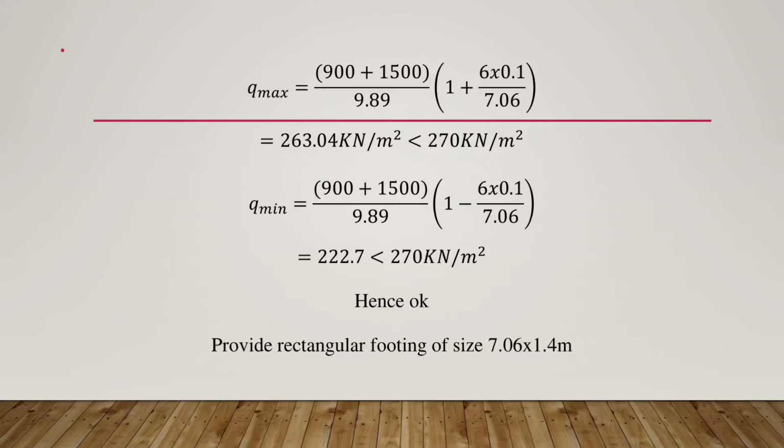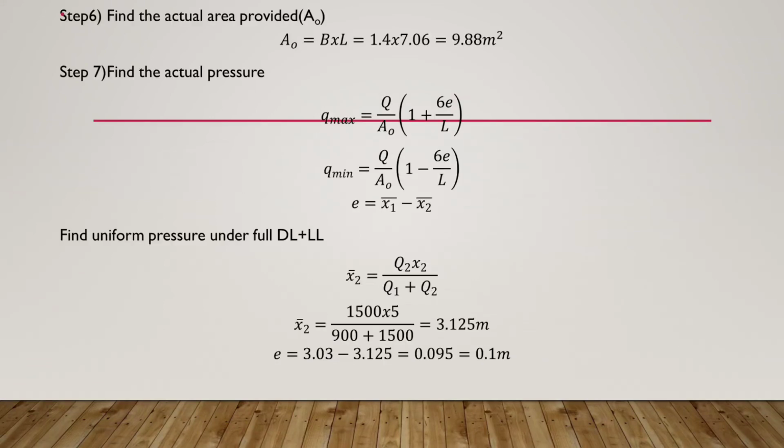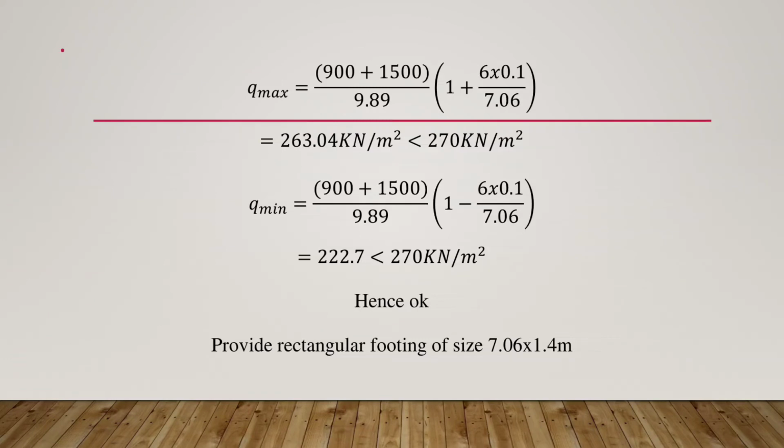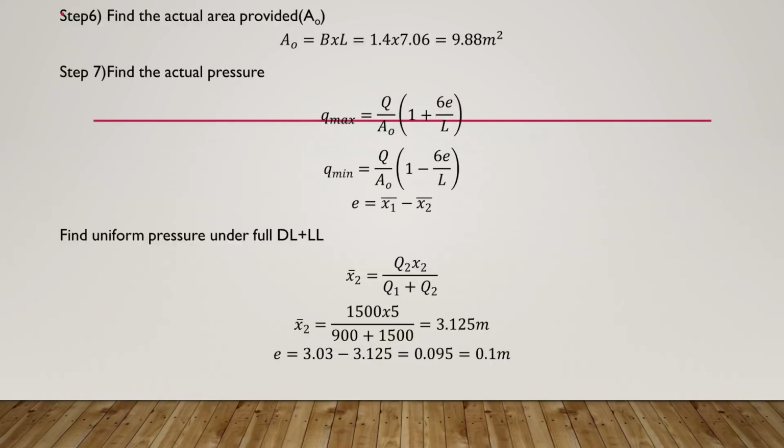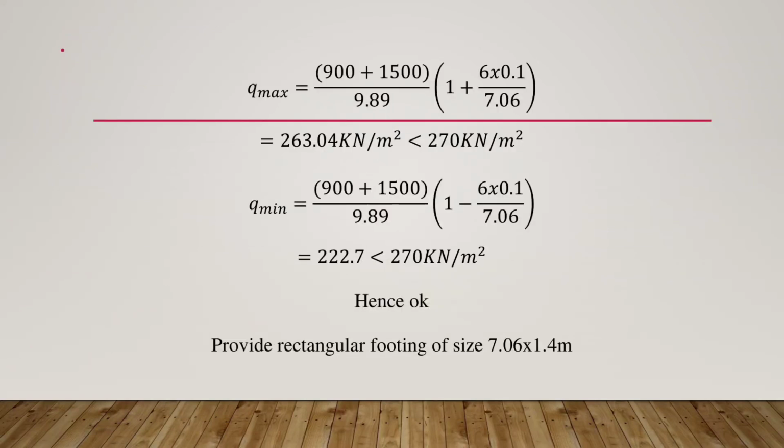Next, we are going to find the value of Q max. Q max is capital Q divided by A naught into 1 plus 6E, where E value is 0.1, divided by L, where L value is 7.06. By substituting the value, we get 263.04, which is less than allowable bearing pressure.